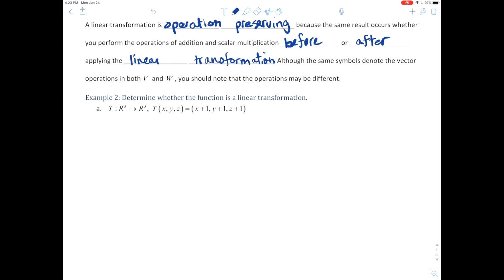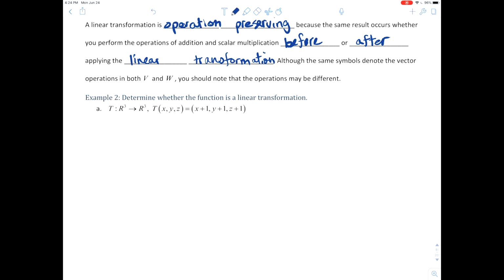So, although the same symbols denote the vector operations in both V and W, you should note that the operations may be different. So for example 2, we want to determine whether the function is a linear transformation. This transformation goes from R3 to R3. So we're putting in an ordered triple and we're getting an ordered triple out. So we want to see if it works. I'm kind of thinking that it's not going to work because of that whole +1 business. So I don't think it's going to be closed under addition, okay?